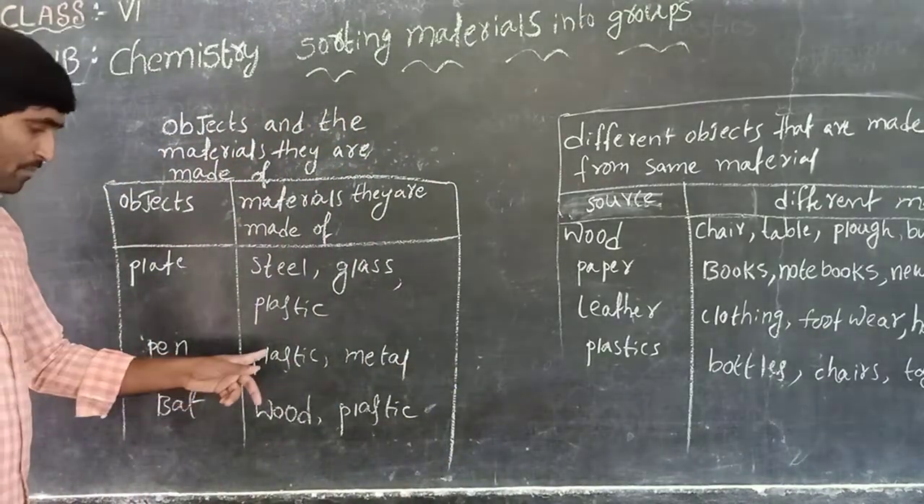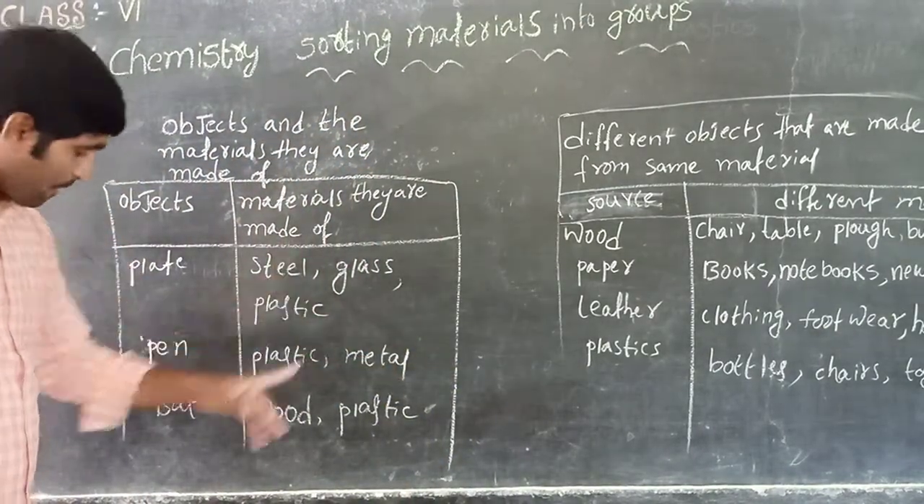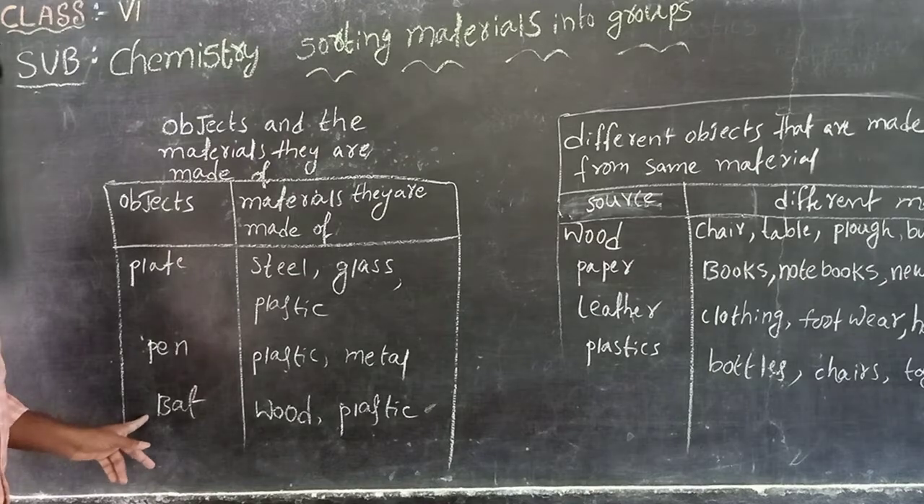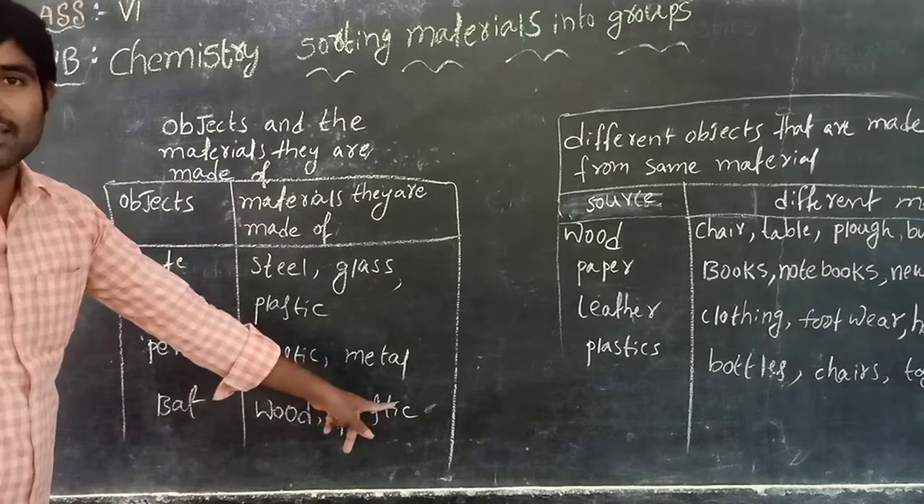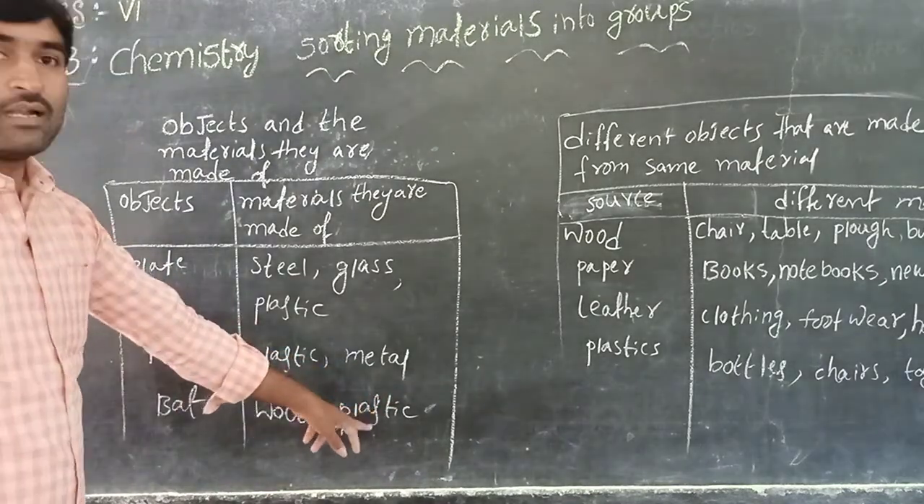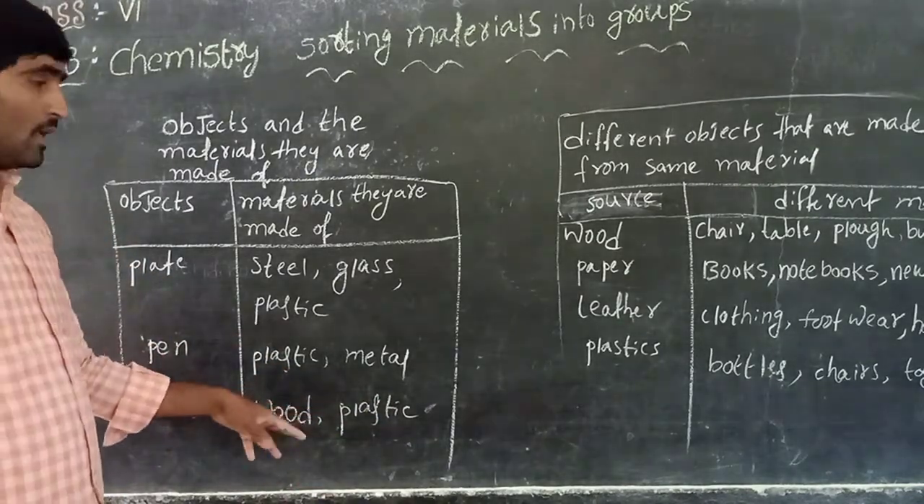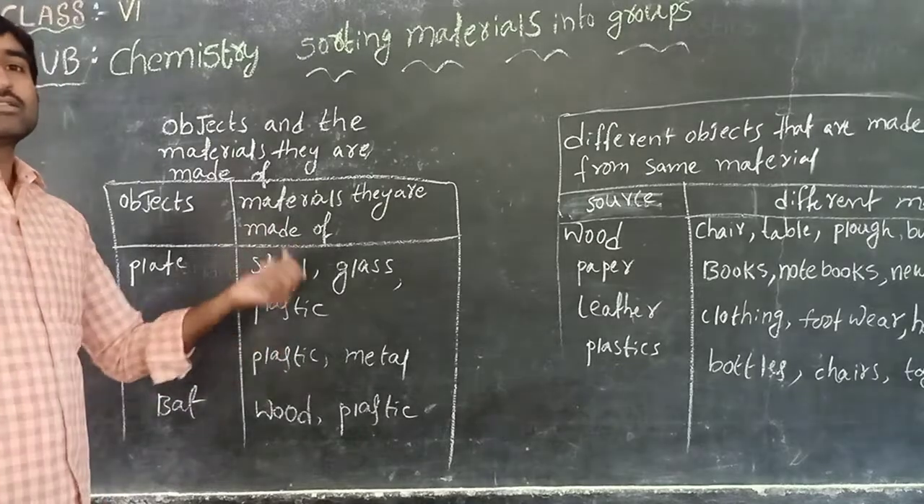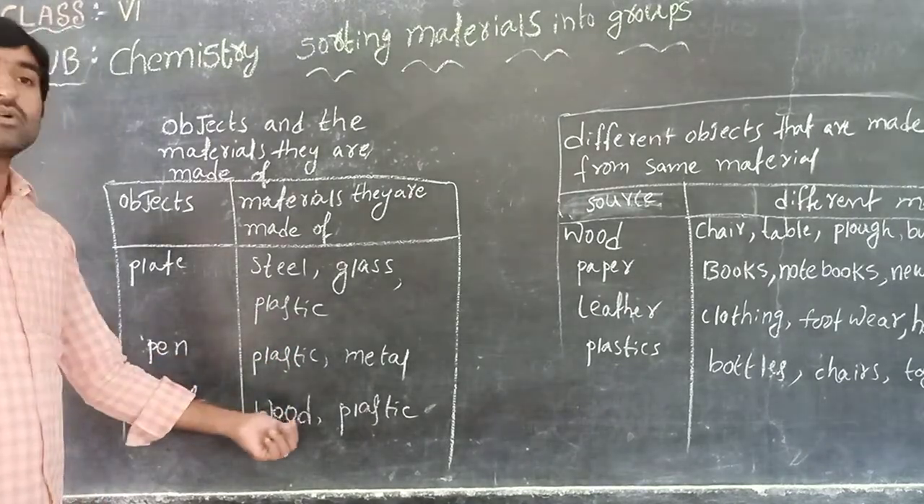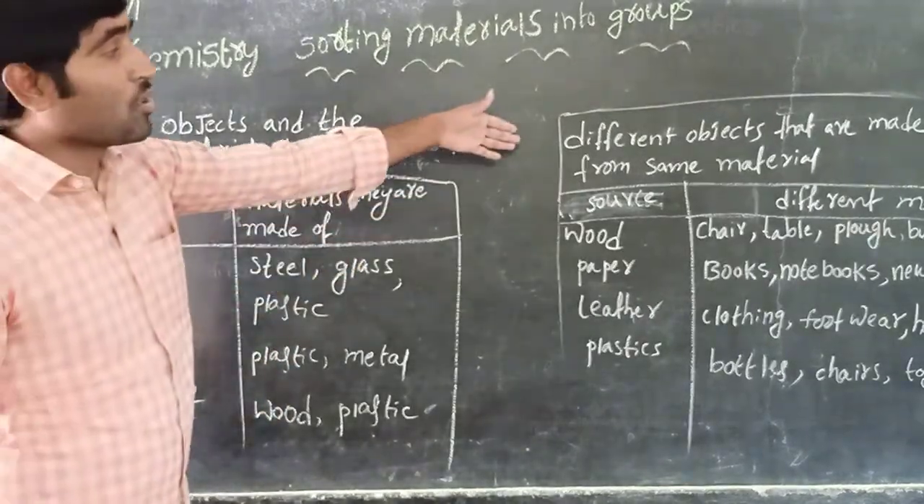Next, pen. It is made with plastic or metal. Bat. It is also made with wood and plastic. Yes or no? In our childhood, we played with a plastic bat, but nowadays, when you are going to some areas, we are using a wood bat. Like that. Here one more table is there.